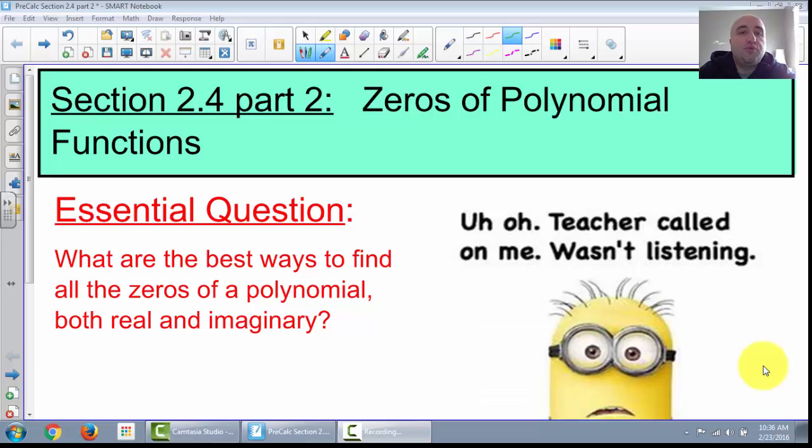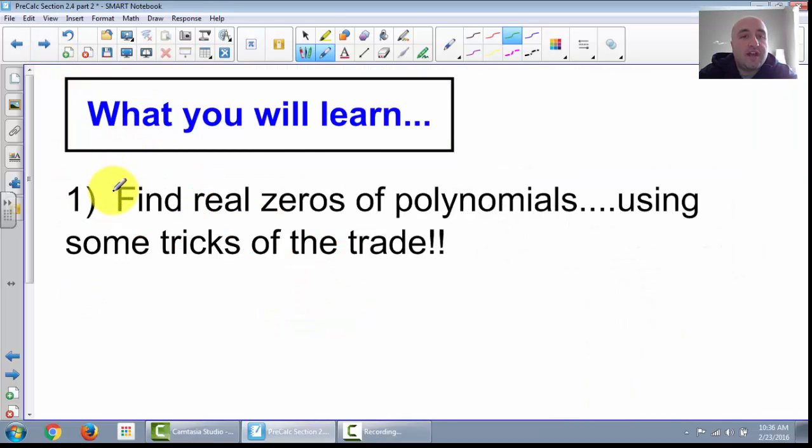All right, welcome to section 2.4, part 2, zeros of polynomial functions. Same exact info as the last time. What we're going to learn this time, though, is how to find real zeros of polynomials using some tricks of the trade. There are some theorems and formulas that we can use to narrow down equations that have a lot of possible zeros. So that's what we're going to do today.